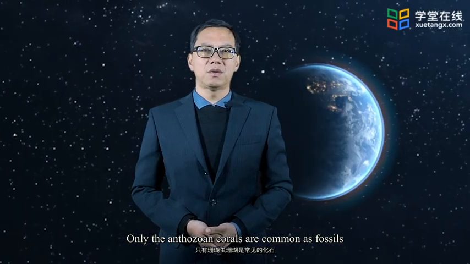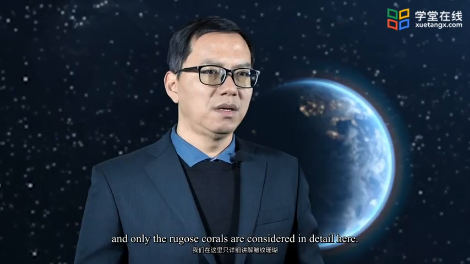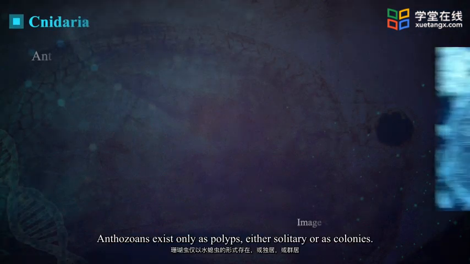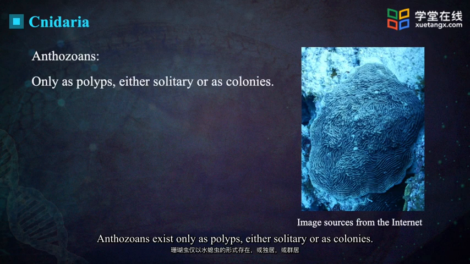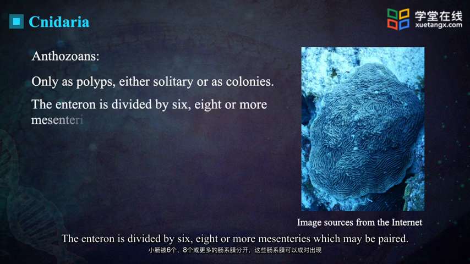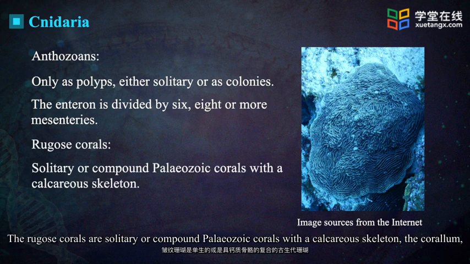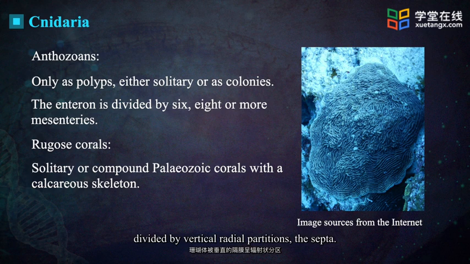Only the anthozoan corals are common as fossils, and only the rugose corals are considered in detail here. Anthozoans exist only as polyps, either solitary or as colonies. The enteron is divided by 6, 8, or more mesenteries, which may be paired. They are all marine. The rugose corals are solitary or compound Paleozoic corals with a calcareous skeleton, the corallum, divided by vertical radial partitions, the septa.